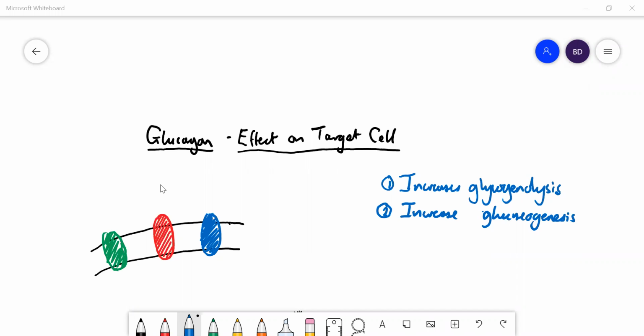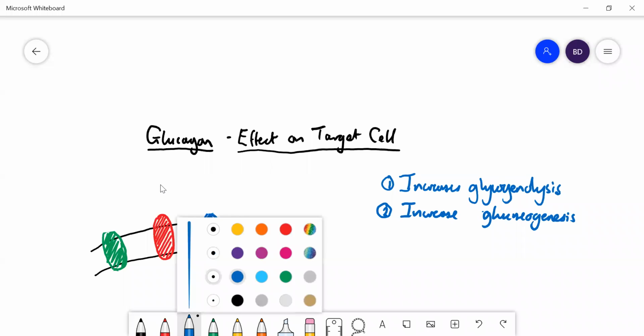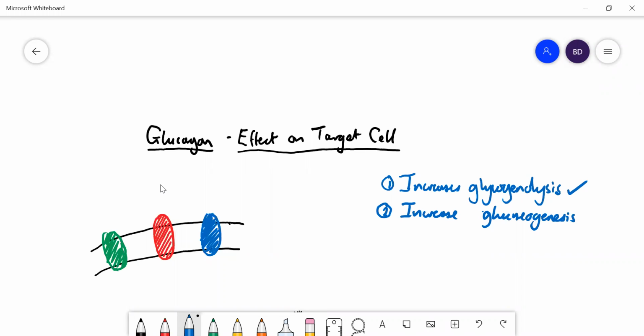It's going to increase glycogenolysis, break down the glucose from glucose 1-phosphate, and it will also increase gluconeogenesis. So that's making new molecules of glucose from other precursors. Now, we're not going to talk about gluconeogenesis in this video. We're going to concentrate on how receptor binding leads to glycogenolysis, and we'll leave the gluconeogenesis to a later one.